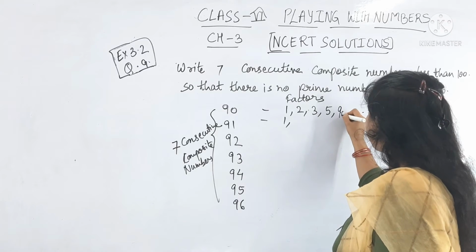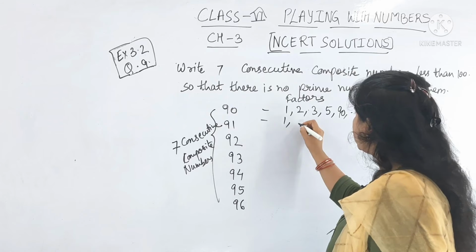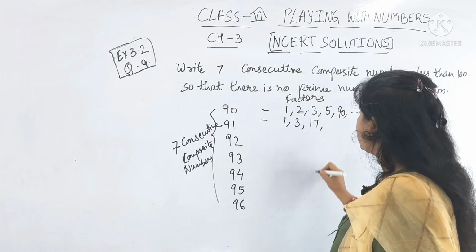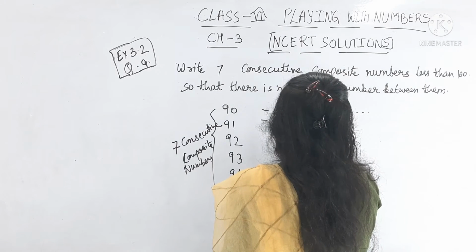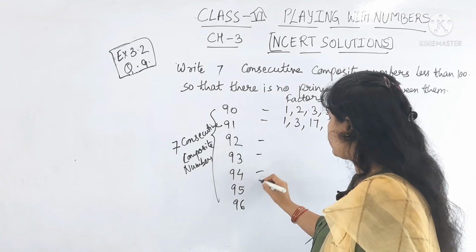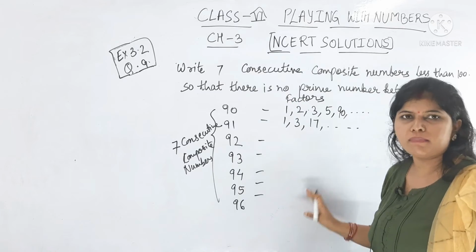90 is also a factor, and you can check for other factors also. Here you can see 1, 3, 17 and like this, you have to write. These all are composite numbers. You can complete it by the factors.